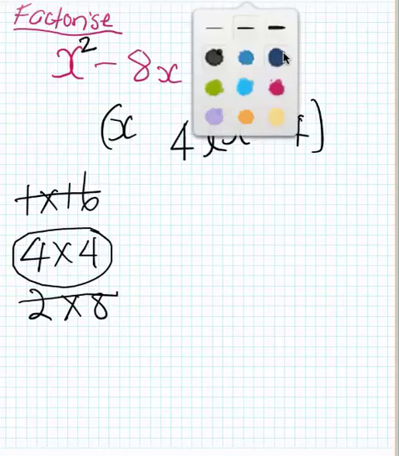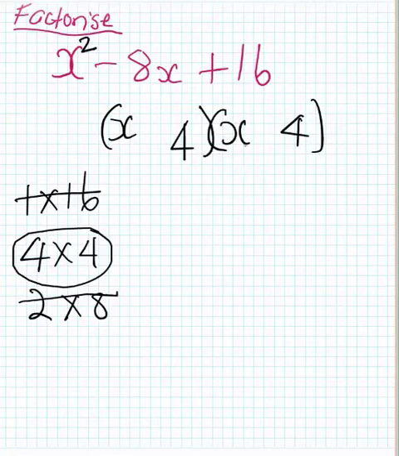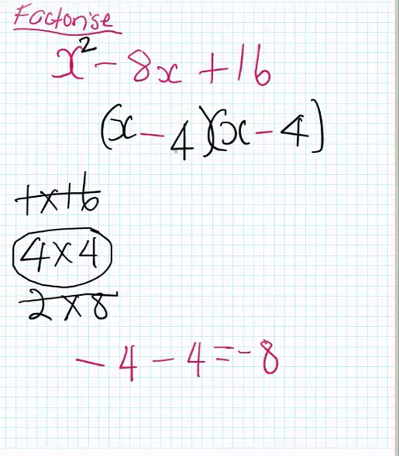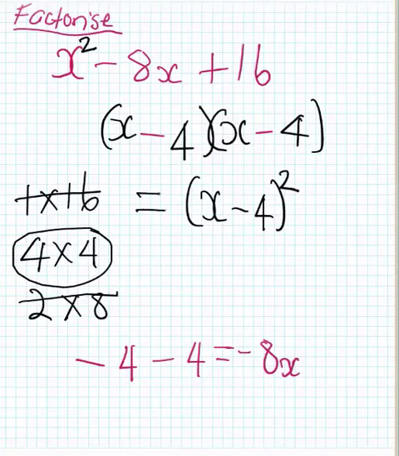Now I have to work out, am I going to have a negative in here or a positive? Now let's have a look. To get positive 16, they either have to be both positive or both negative. Now, if I had a positive here, then everything would be positive. But to get negative 8, I have to have minus 4 and minus 4, which will give me negative 8. So I put a minus and a minus. And once again, negative 4 times negative 4 will give us the positive 16, and minus 4 will give us a negative 8x. Now, because they are exactly the same, these are perfect squares. So we will write our final answer like this: x minus 4 squared. And that will be our final answer.